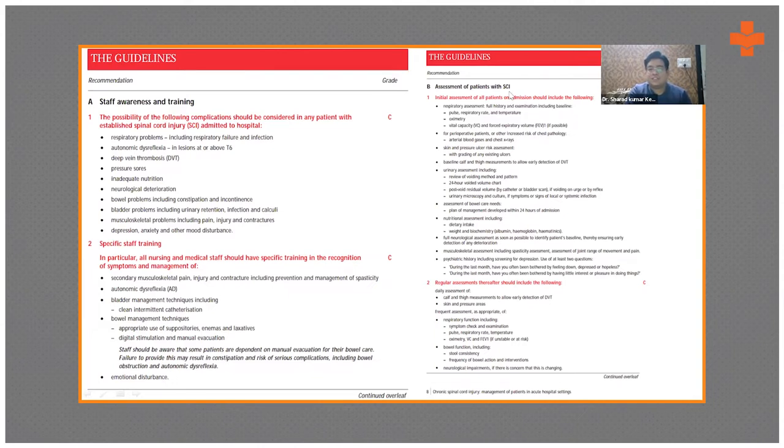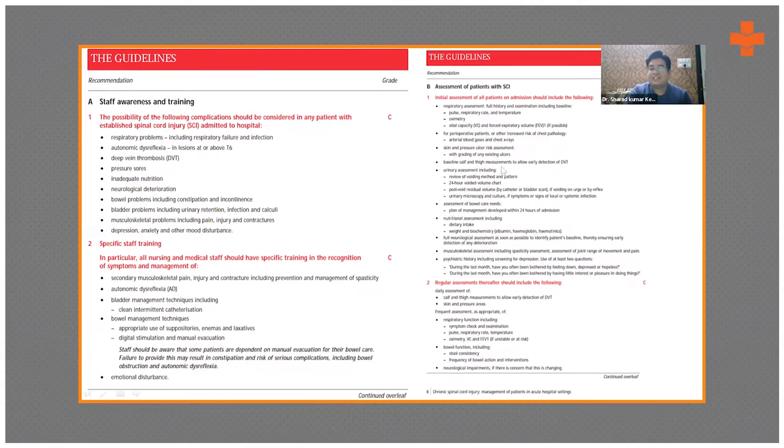Now, assess the patient properly. Initially, assessment should be a complete respiratory assessment, including the pulse, respiratory rate and temperature, oximetry, vital capacity, and post-expiratory volume if possible. For post-op patients or those at increased risk of chest pathology, do an ABG and chest X-rays. For skin and pressure ulcer risk assessment, there are different scales like the Braden scale and NPUAP scale. So grade any existing ulcers and try to prevent ulcers if there's a risk.